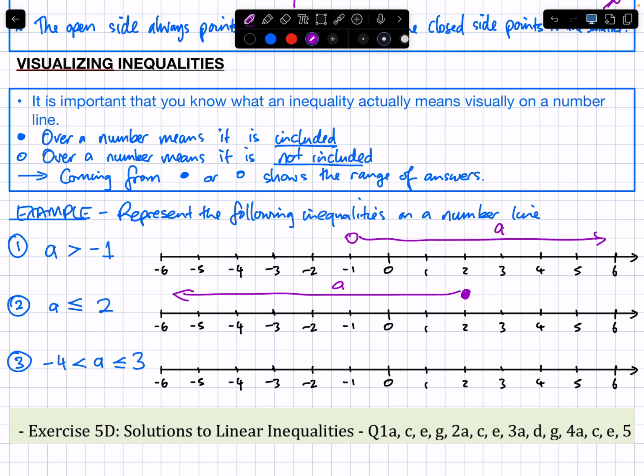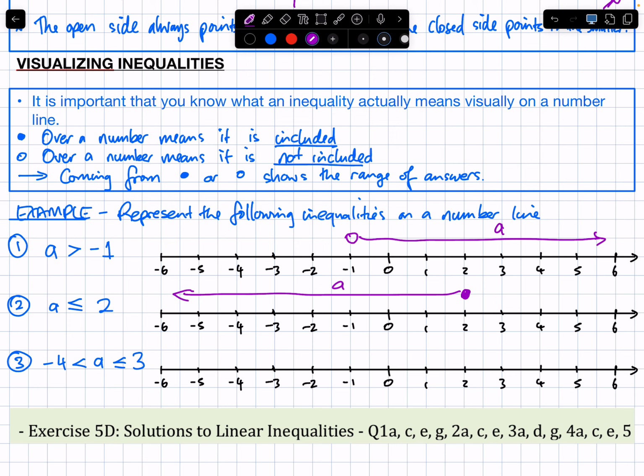Three is a bit of a doozy. But when we discuss 3, it might make sense. Three is saying a couple of things at the same time. 3 is saying A is less than or equal to 3. But what is it saying about A in comparison to -4? Is A bigger than -4 or is A smaller than -4? Look at where the open side is. See how the open side is pointing to the A?